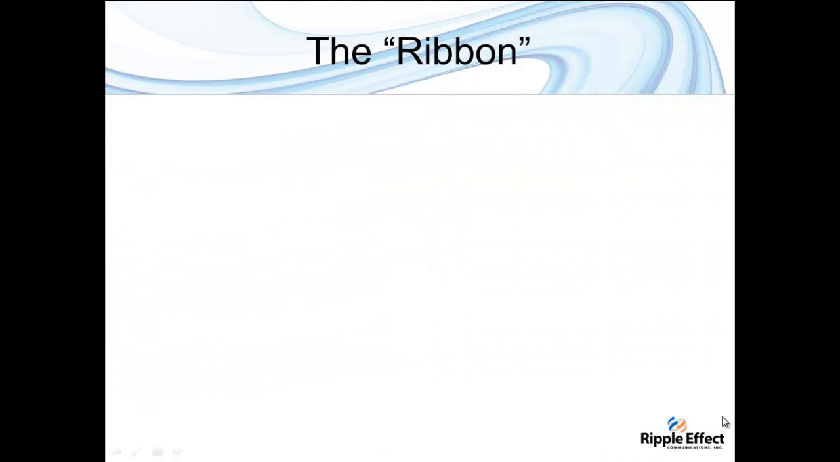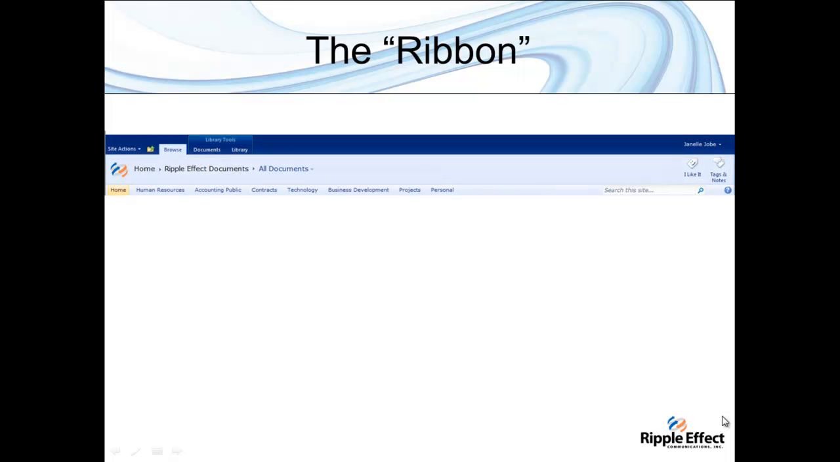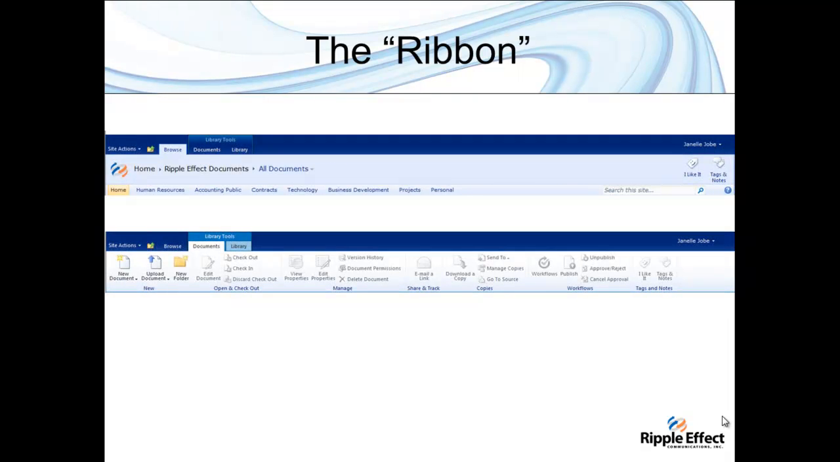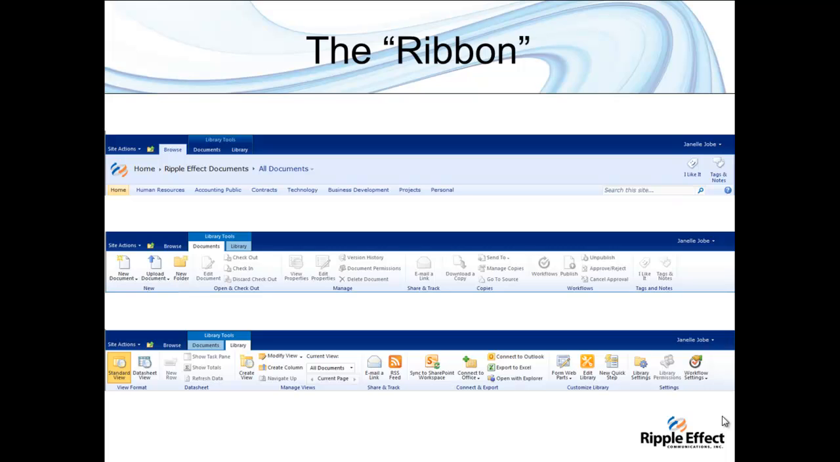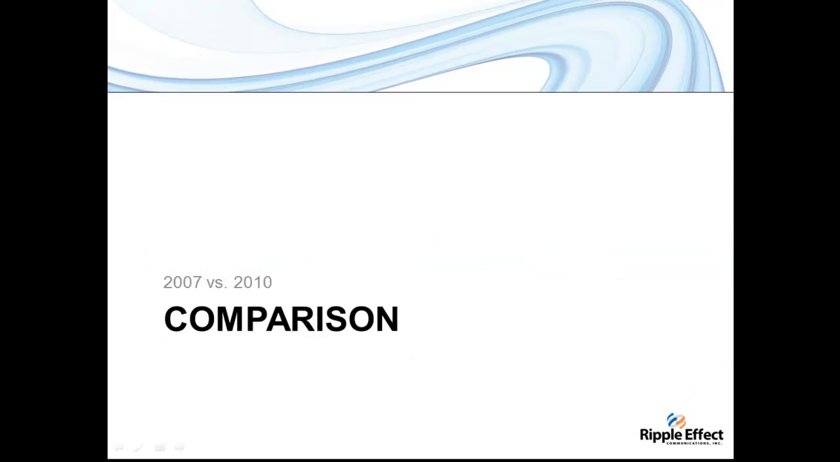The most significant change you'll find in SharePoint 2010 is the ribbon. The ribbon is located across the top of every SharePoint site. This new feature is more in line with other 2010 Microsoft products, such as Word and PowerPoint. Depending on which part of the site you select and your permission level, various tabs will be available to you in the ribbon. Now we're going to take a look at a document library in both 2007 and 2010 versions and see how they compare.